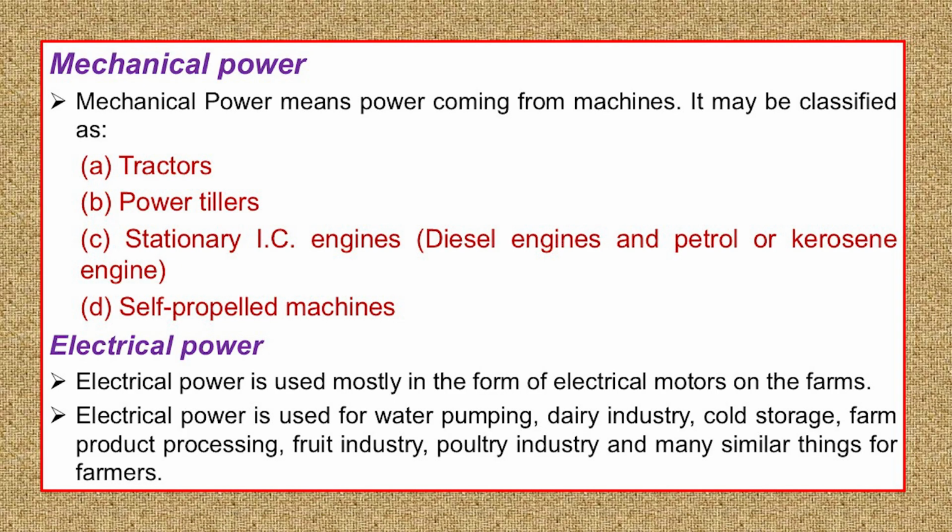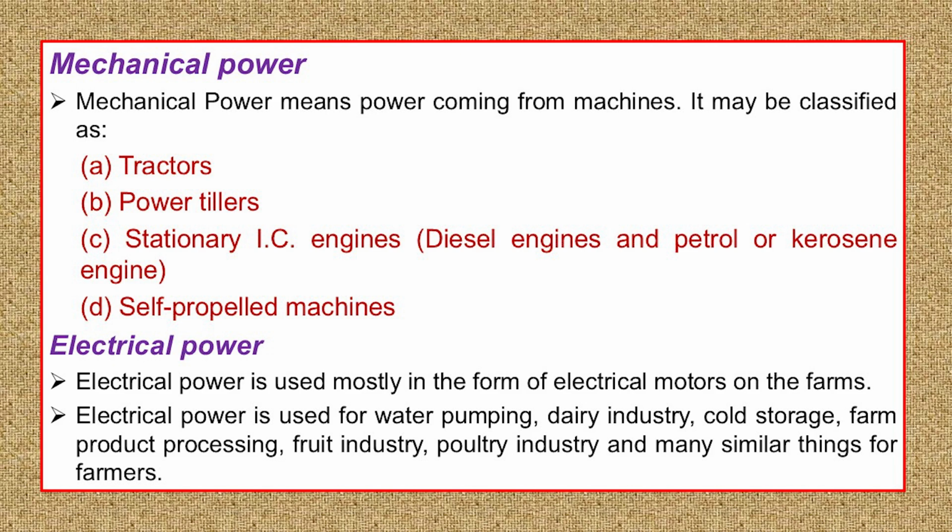Cold storage is another sector where electricity is used to operate ACs and refrigerators. There are also many processing units where electricity is the major source of energy for performing the processing operations.